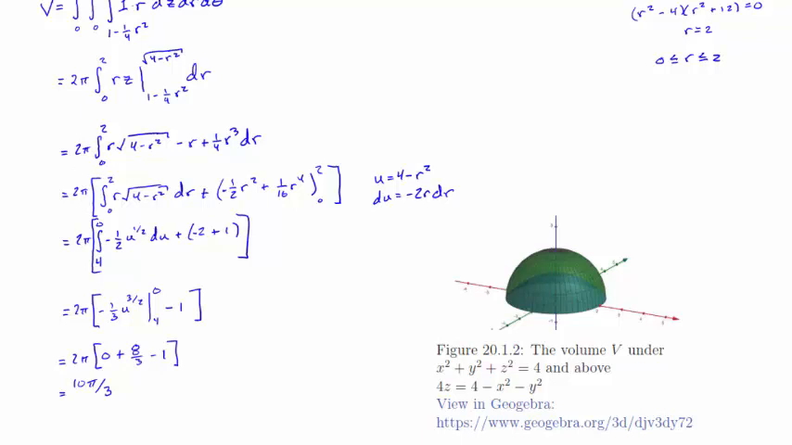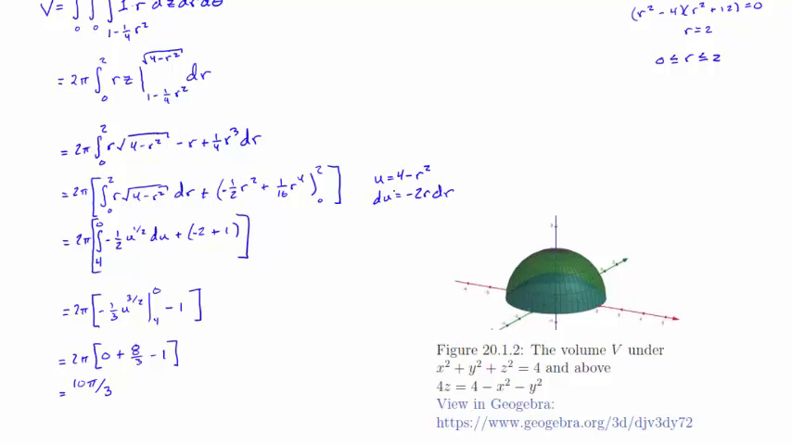This then equals 2 pi times the integral of 0 to 2 of r times the square root of 4 minus r squared minus r plus 1/4 r cubed dr. I broke this up so that I took the integral of the last two terms, so this equals 2 pi times bracket the integral from 0 to 2 of r square root of 4 minus r squared dr plus parentheses negative 1/2 r squared plus 1/16 r to the 4th, close parentheses, evaluated from 0 to 2, close that bracket so that the 2 pi is going to be multiplied by everything.